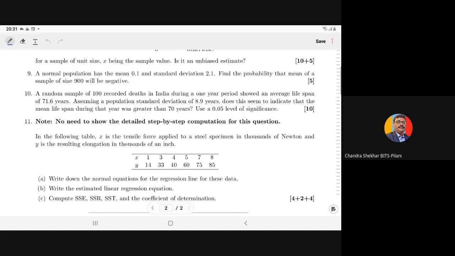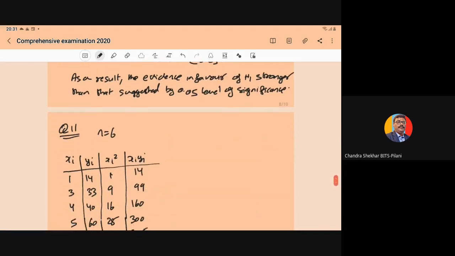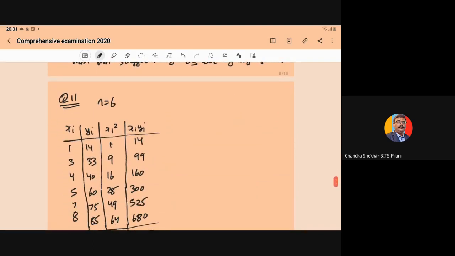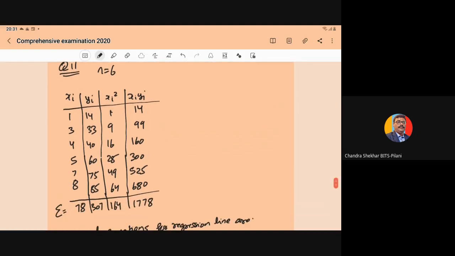So this question belongs to linear regression. According to the question, we have the following information. There are a total of six samples, n is equal to 6, and here we have made the table. So xi is given as 1 3 4 5 7 8. The corresponding elongation, which we denote by y, is given. Tensile strength is given and elongation is given. So here 14 33 40 60 75 85.